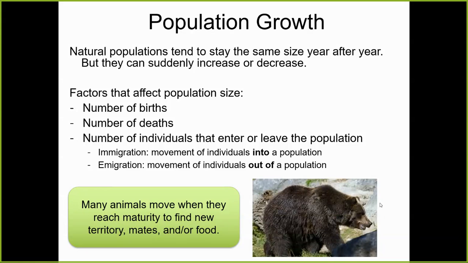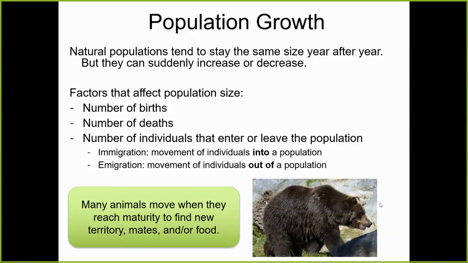In general, if everything is healthy and good in the environment, natural populations of organisms will stay about the same from year to year to year. Okay? But sometimes they will suddenly increase and sometimes they will suddenly decrease if there is some sort of disruption or change to their environment.